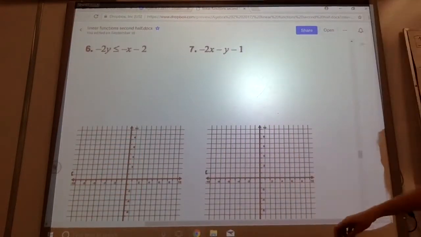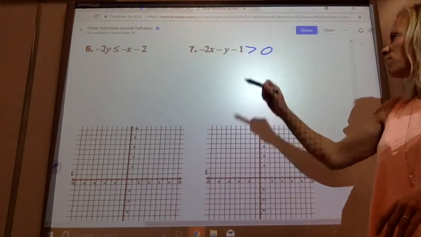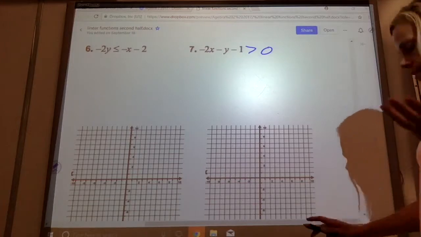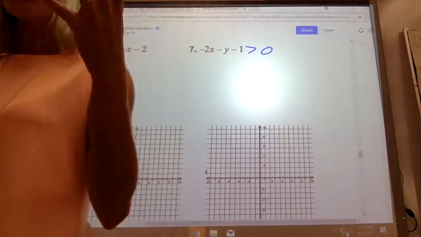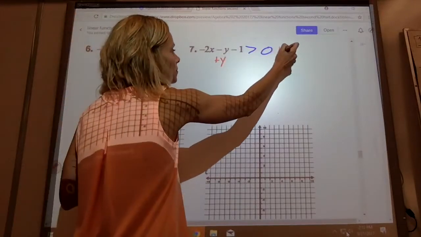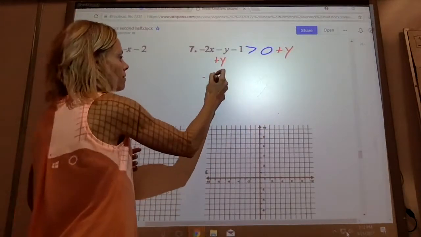On this last one, let's just put it greater than 0, right? Because I must have gotten cut off on the notes, greater than 0. What would be the fastest, easiest way to put this in slope-intercept form? Does anyone see it? Just move the y. Very good. If all of my terms are on one side and I just need y by itself, I would just add the y over. Right? So then I have this.